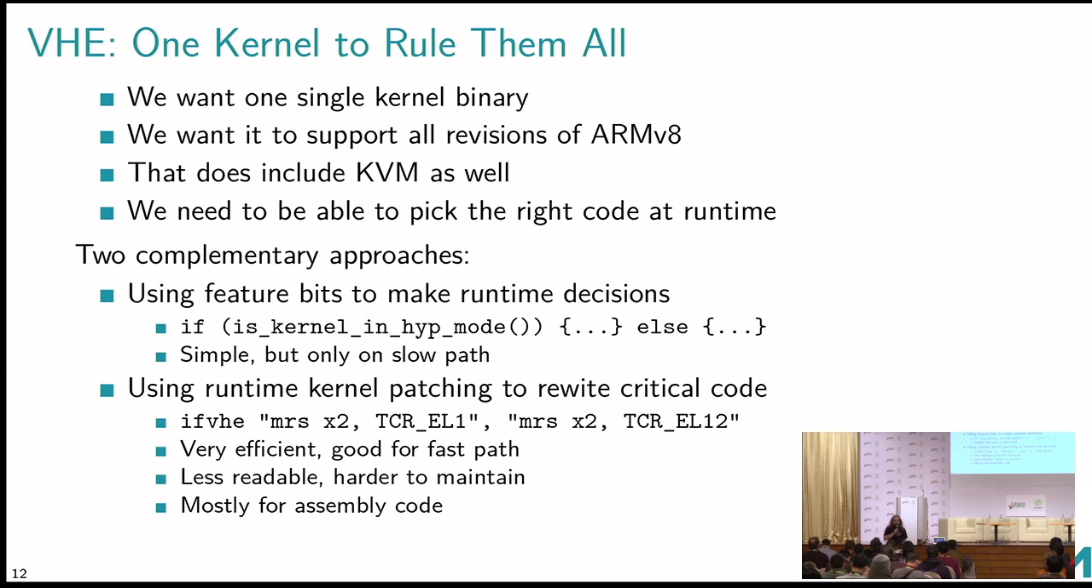So we want only one single kernel binary. We're not going to go back to the dark ages of the 32-bit kernel where we had one or maybe several kernels per platform. We are multi-platform and we're going to stay multi-platform, and that includes having the same kernel across multiple versions of the architecture. And of course that includes KVM. It's not because you want to support V8.1 in KVM that you're going to have several kernel binaries. Which means we have to pick the right code at runtime.